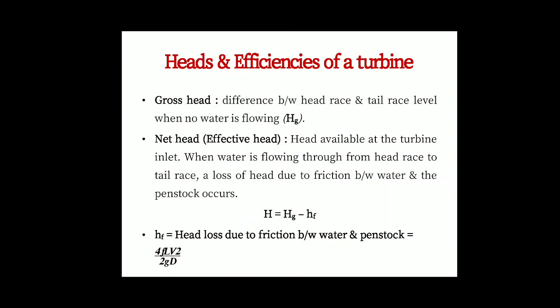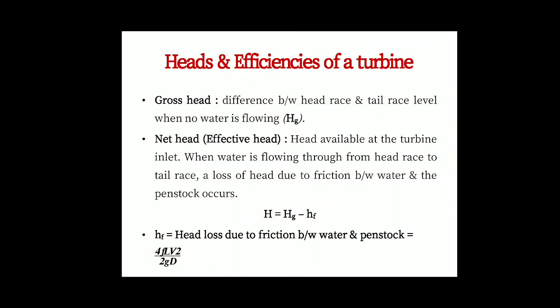Now let us see what are the heads and efficiencies of a turbine. The first one is called the gross head. It is the difference between head race and tail race level when no water is flowing. The next one is called net head or effective head. It is the head available at the turbine inlet when water is flowing from head race to tail race. A loss of head due to friction between water and the penstock occurs, so H is equal to Hg minus Hf. This is what is called net head or effective head.